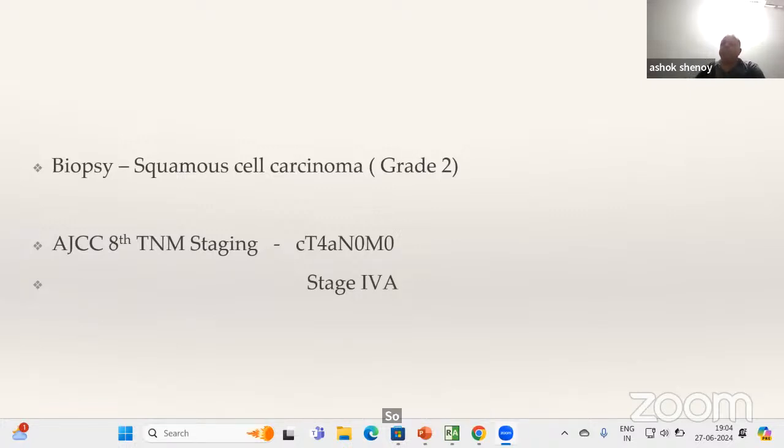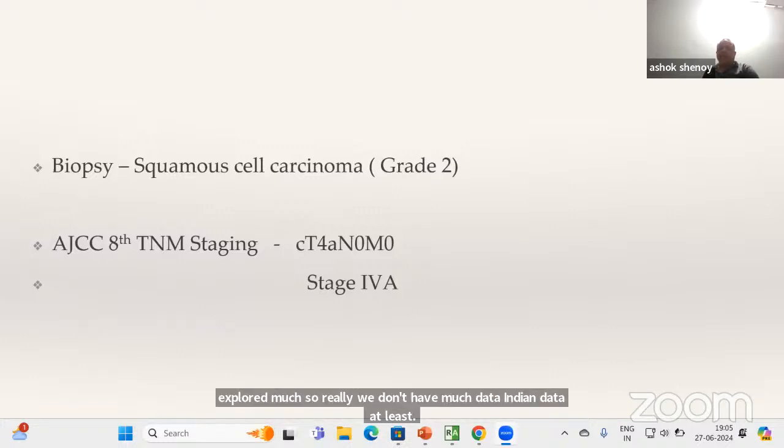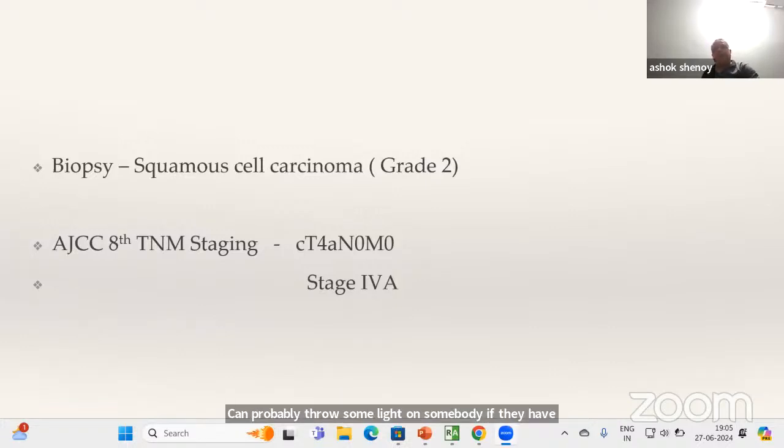So while it's okay in a teaching hospital and all, I agree, you may be able to do it, certainly you have to weigh the cons and the pros and then go ahead. But I would be more conservative after 3 decades of surgery in a teaching hospital. I would be very, very circumspect to do any major surgery upfront. Neoadjuvant is something that has not been explored much, so really we don't have much data, Indian data at least. Prathamesh can probably throw some light, and Sarbani, if they have got some data on neoadjuvant in sinonasal cancers.